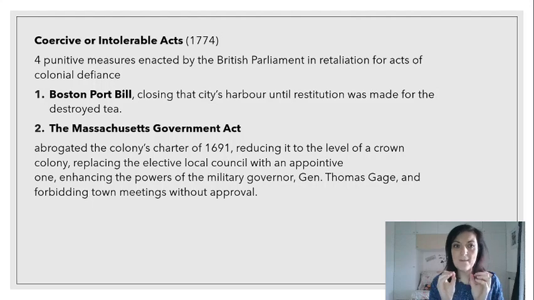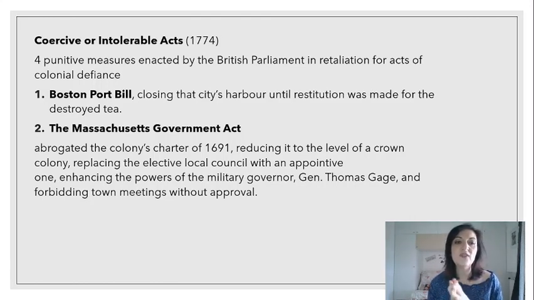So this bill, the Boston Port Bill, came soon after the Boston Tea Party. It was a kind of punitive measure. So the harbor was closed until the city made a restitution for all the destroyed tea during the Boston Tea Party. Then we have another intolerable act, which immediately followed the first one.